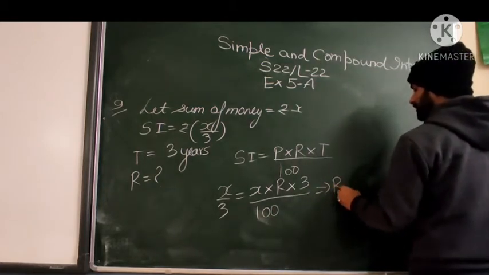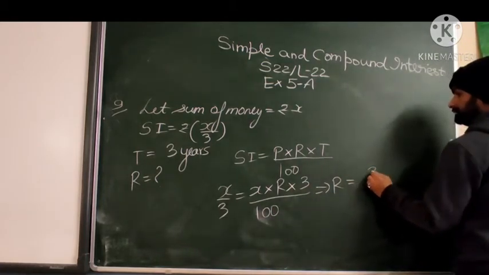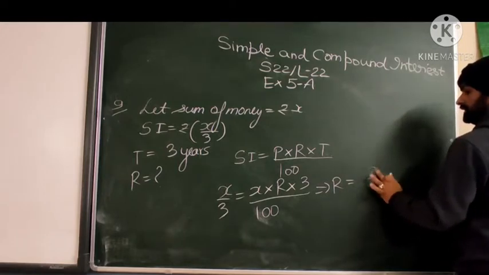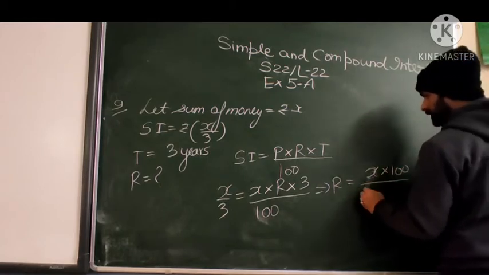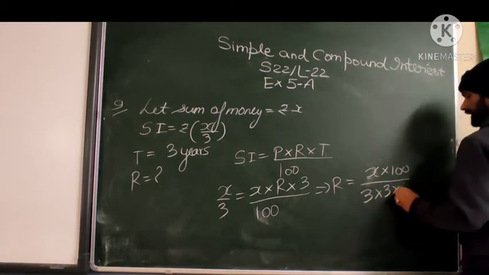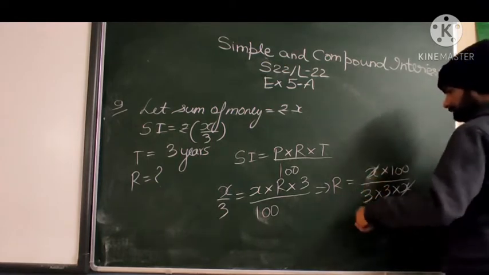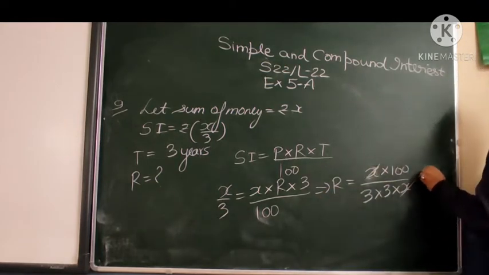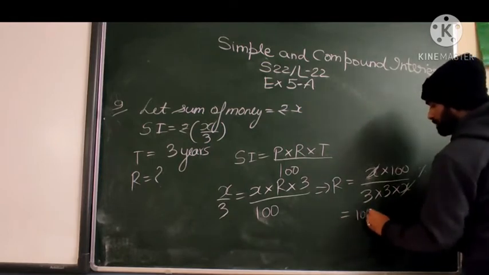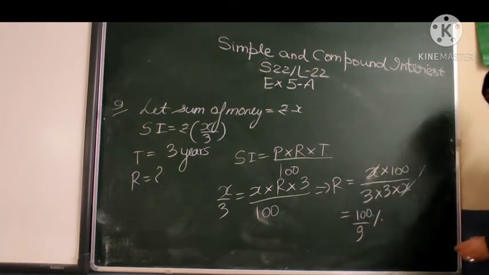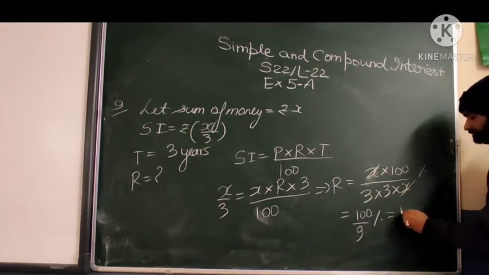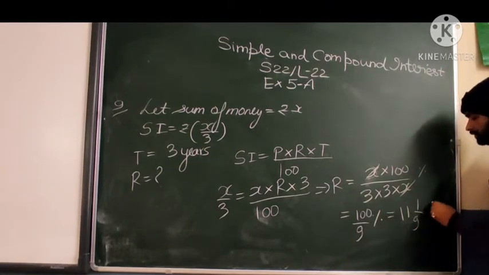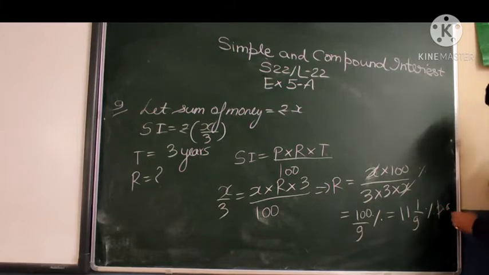R is equal to 3 into, sorry, not here. X into 100 upon 3 into X. X and X cancel. It's not percent, so 100 by 9. 100 by 9, or it will be how much? 9 times 11 is 99, so 11 and 1 by 9% per annum. This is the answer here.